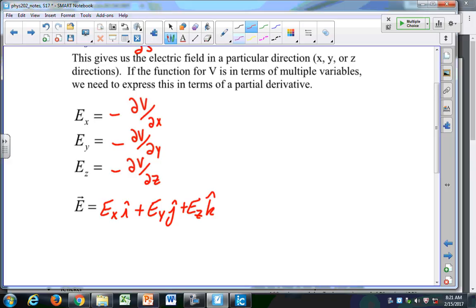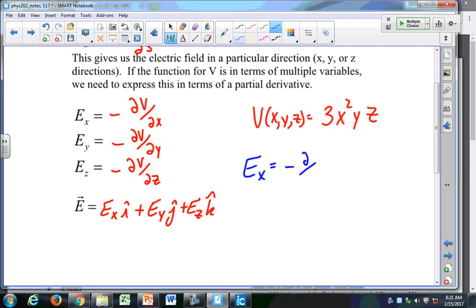All right, so let's say I give you a potential that's mapped out in space. This potential as a function of x, y, and z is equal to, I don't know, let's just make it 3x squared yz. So the potential in space is 3x squared yz. The way I'd do this is I would say E_x is equal to negative del x of this function, 3x squared yz. And what you're going to do is set everything else constant except for x. In the partial derivative, I take the derivative only with respect to x, and I treat all the other variables as constant. So I let y and z be constant.